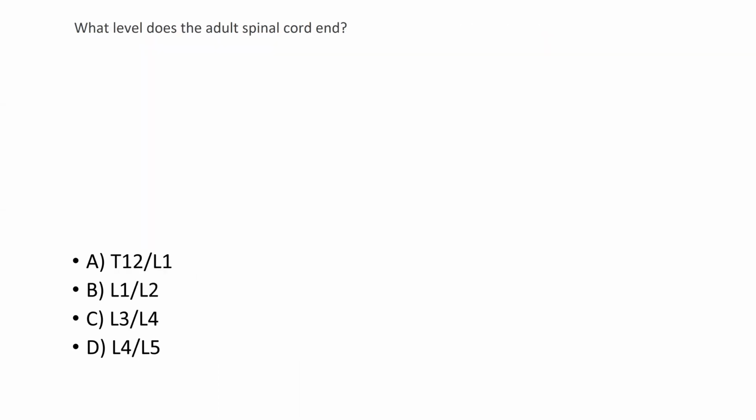And we kind of covered this in the cauda equina question, but what level does the adult spinal cord end? So think about what level we need to be under when we're doing a spinal block. And that's L1, L2, again, just to avoid all those problems that we talked about in cauda equina, which is saddlebag numbness.